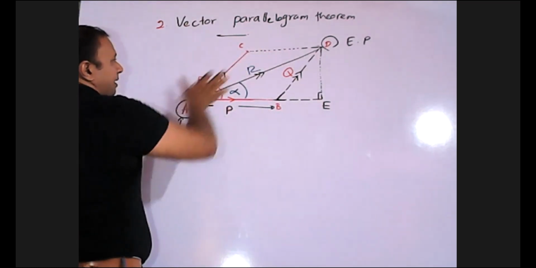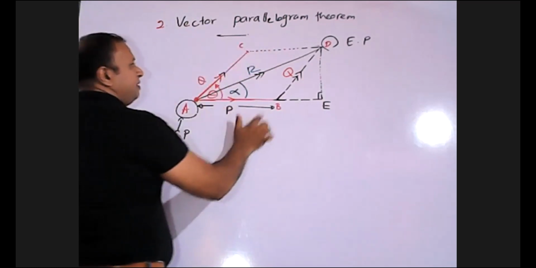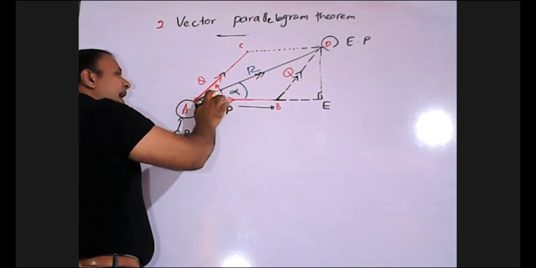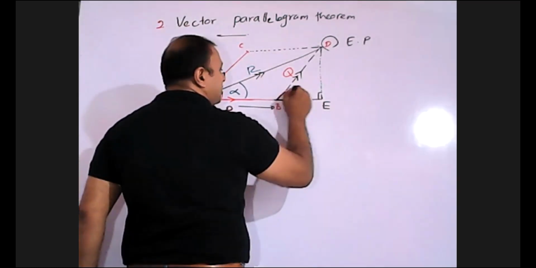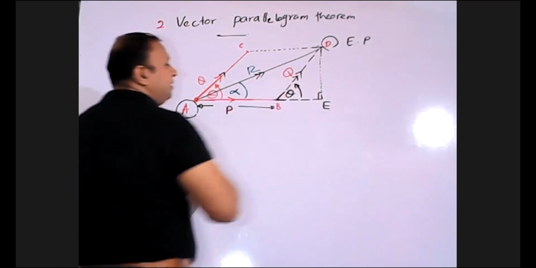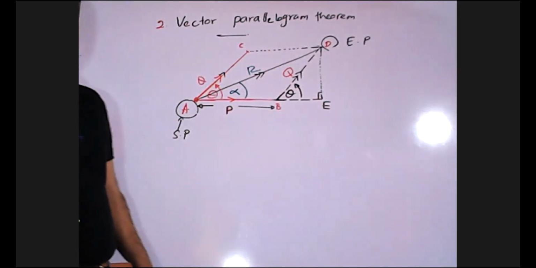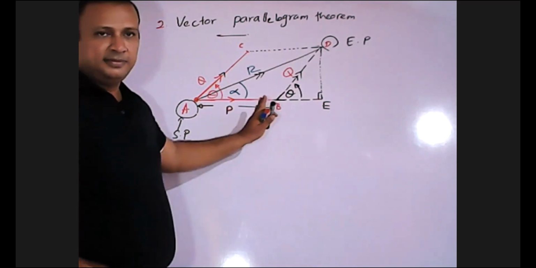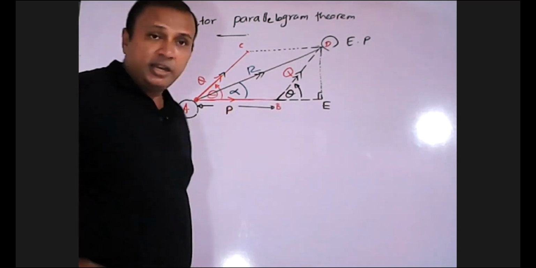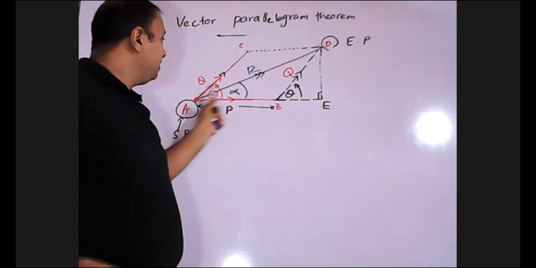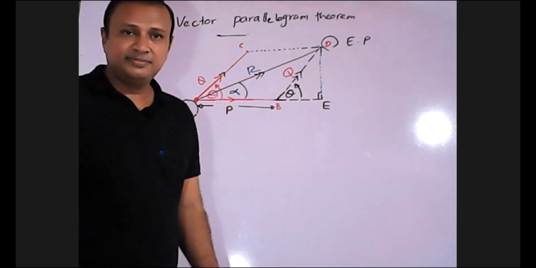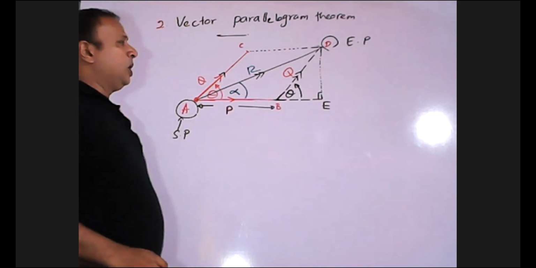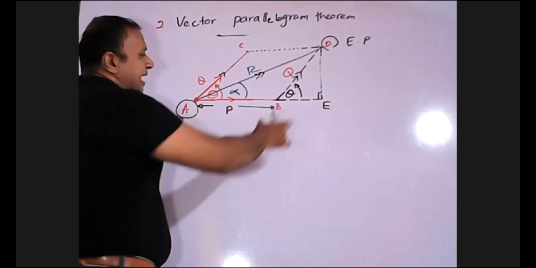This side, that means AC and BD are parallel to each other. Therefore, this angle and this angle are corresponding to each other. That means this is theta. Did you get my point? This angle should be theta. Okay. This angle is theta.